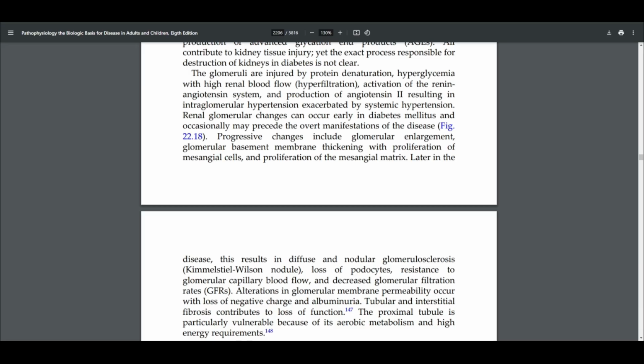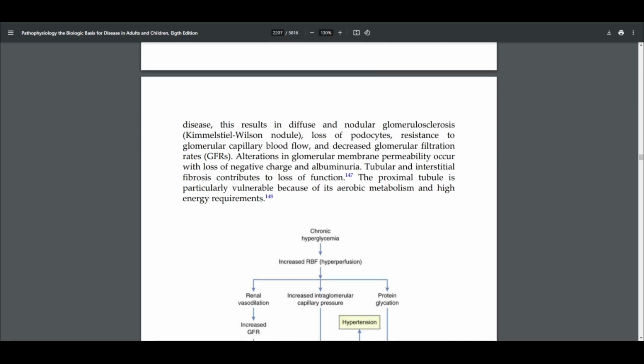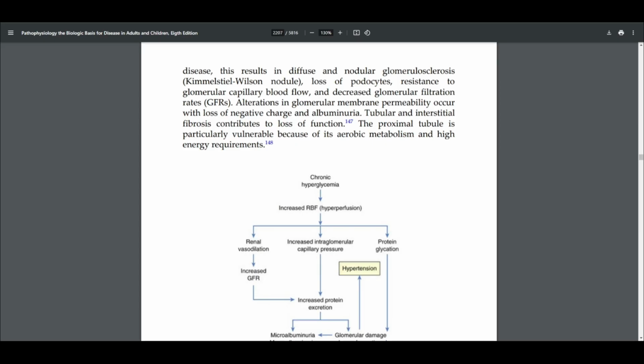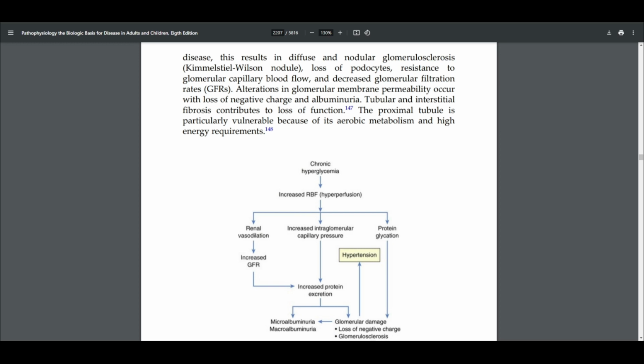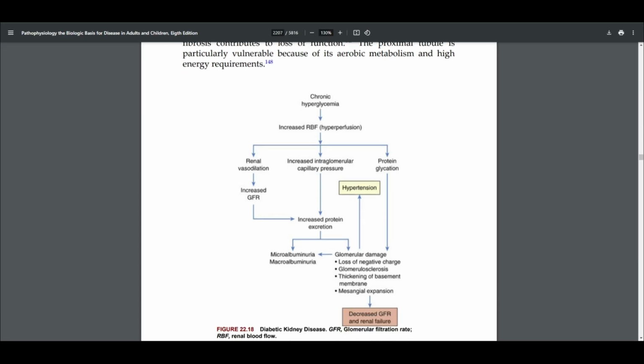Later in the disease, this results in diffuse and nodular glomerular sclerosis, your Kimmelstiel-Wilson nodule, loss of podocytes, resistance to glomerular capillary blood flow, and decreased glomerular filtration rates. Alterations in glomerular membrane permeability occur with loss of negative charge and albuminuria. Tubular and interstitial fibrosis contributes to loss of function. The proximal tubule is particularly vulnerable because of its aerobic metabolism and high energy requirements.